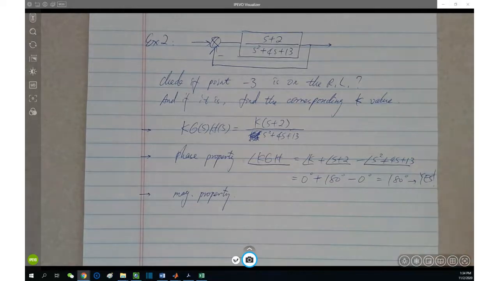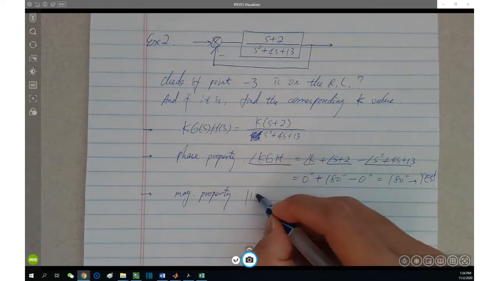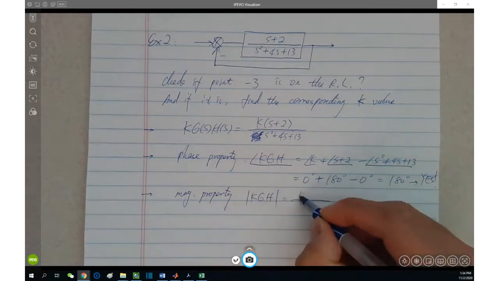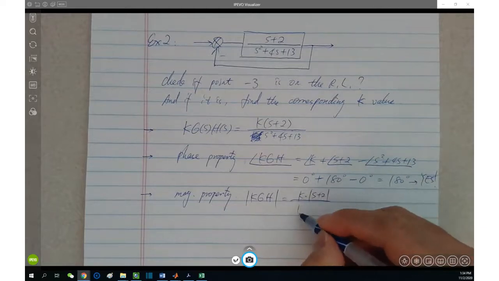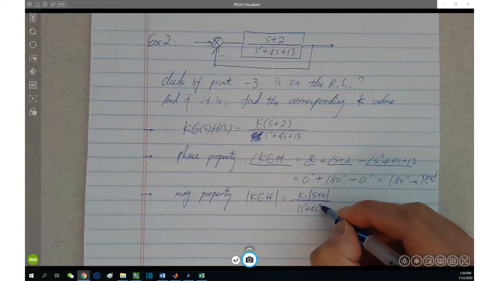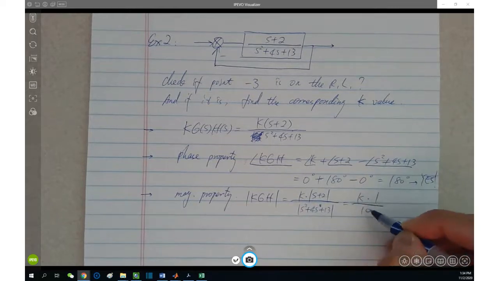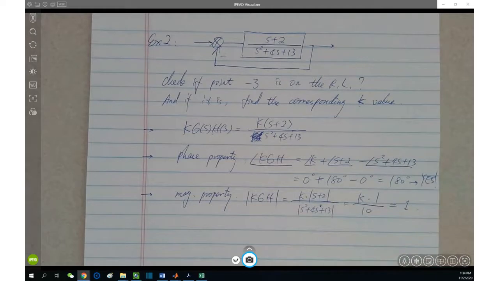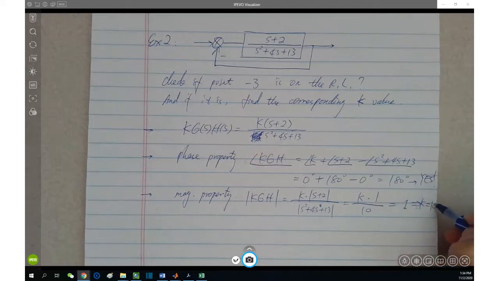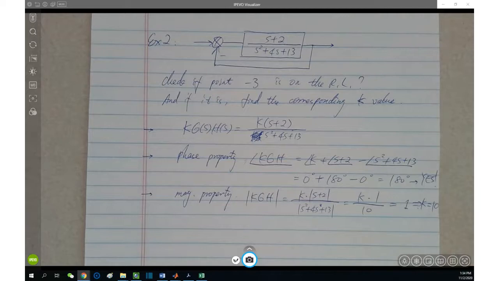This is on the root locus. All of these angles here are actually of constant value. That's the phase angle. So yes, next the magnitude property. The magnitude of this equals K times the magnitude of s plus 2 over the magnitude of s squared plus 4s plus 13, which is equal to K times 1 divided by 10. This equals 1. That's the magnitude property. And from there you can find the K value, which just equals 10, right? Does everything make sense? Any questions?